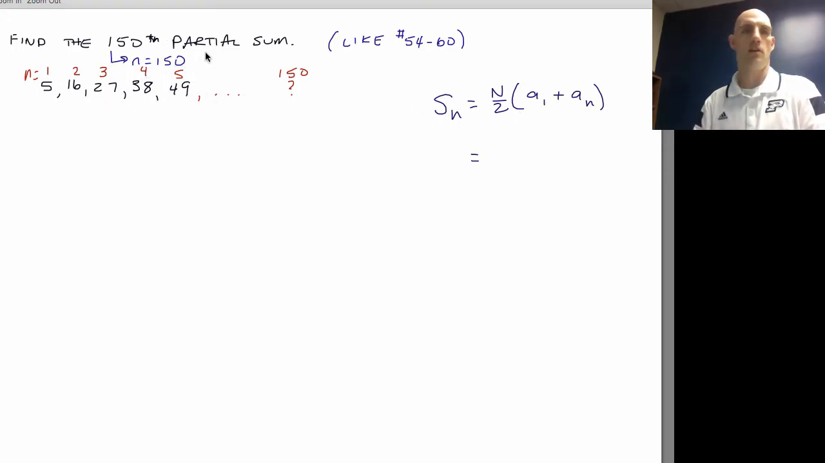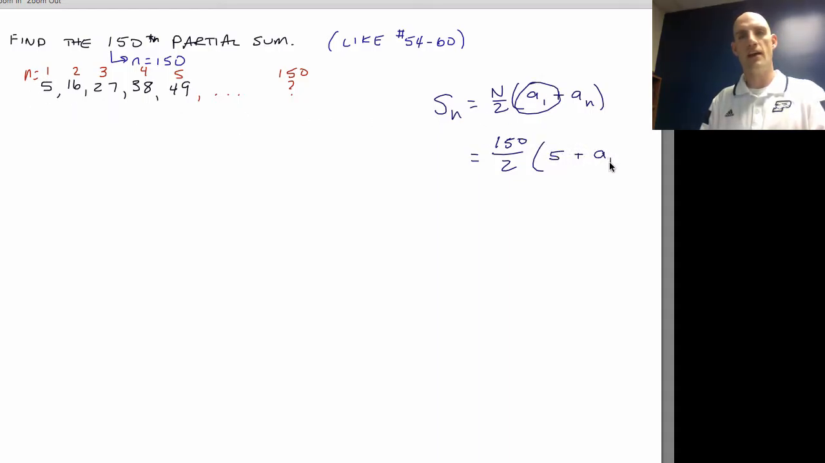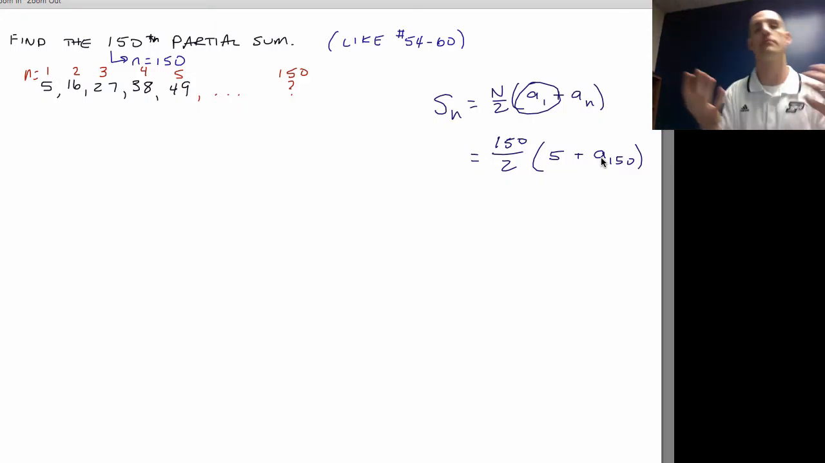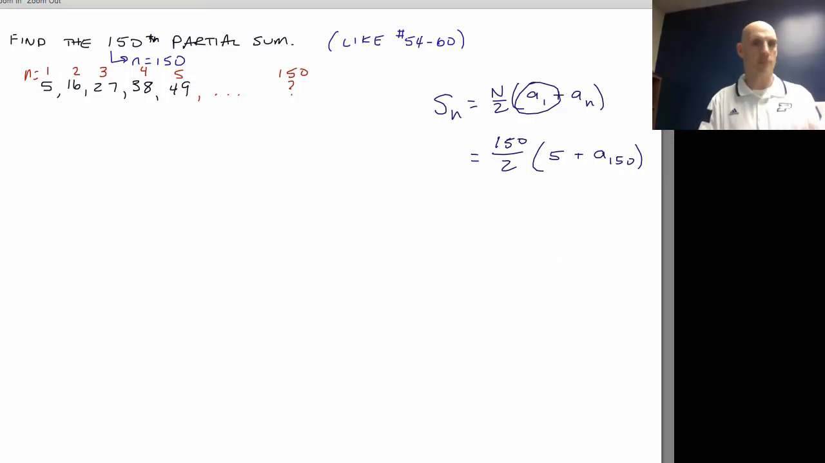Well, okay, so if the number of terms is 150, put that over 2, and a sub 1, we know it's 5. And so we have to add a sub n, which in this case is the 150th term. It's not 150. It's the 150th term. So we have to figure out a way to get the 150th term. Well, how do we do that? Well, we did this already.